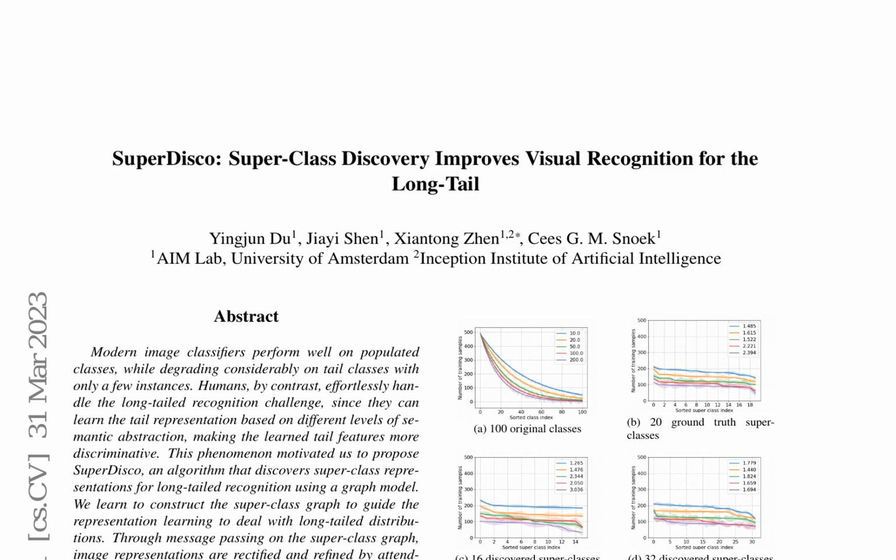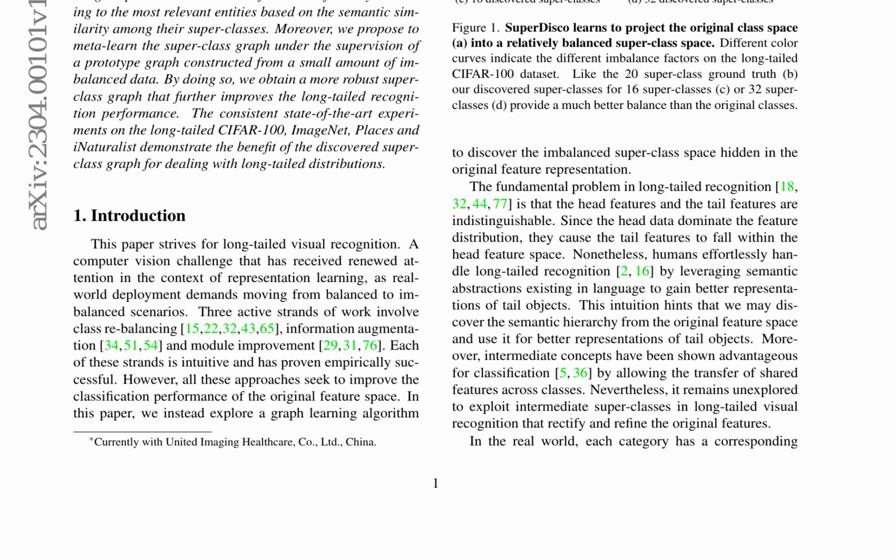It uses a graph model to construct a superclass graph that guides the representation learning to deal with long-tailed distributions. Through message passing on the superclass graph, image representations are rectified and refined by attending to the most relevant entities based on the semantic similarity among their superclasses. Moreover, the authors propose to metalearn the superclass graph under the supervision of a prototype graph constructed from a small amount of imbalanced data. This results in a more robust superclass graph that further improves the long-tailed recognition performance.